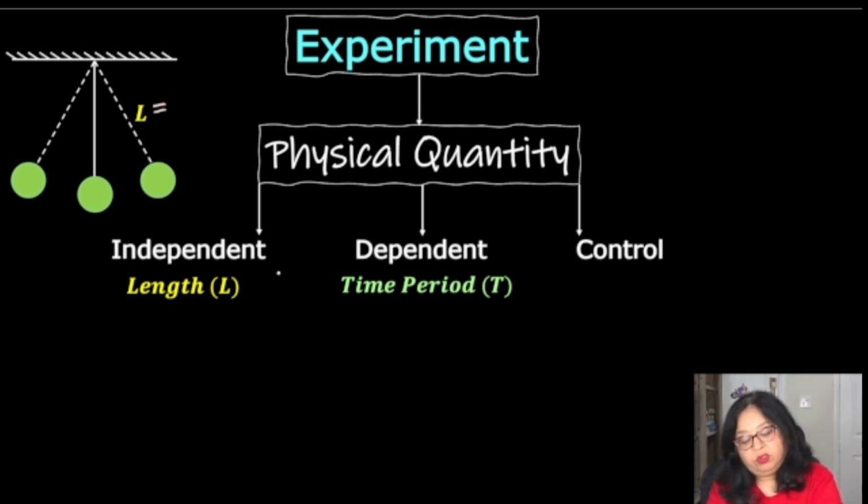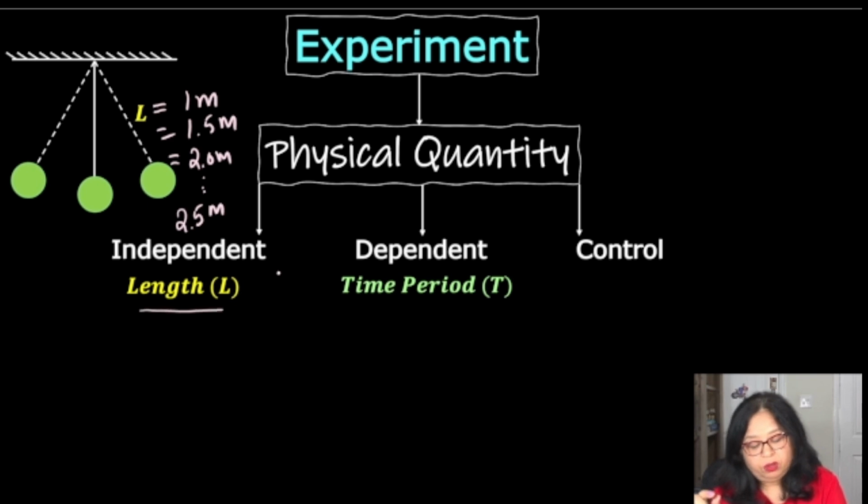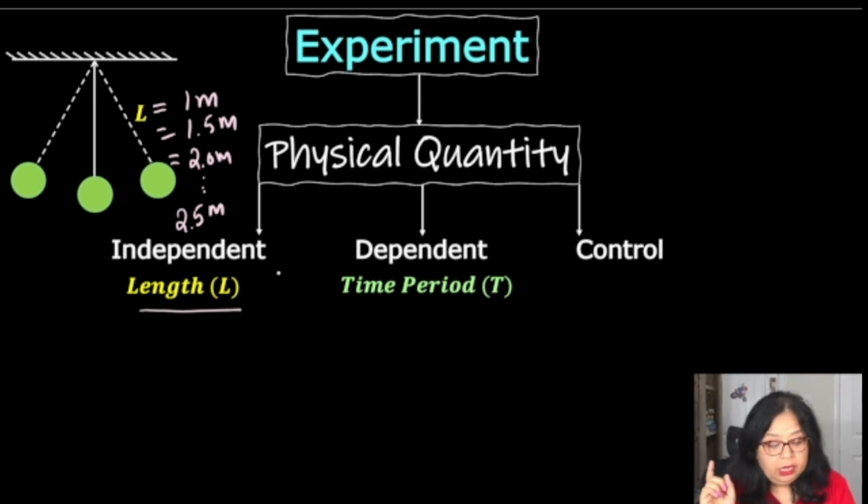Maybe we start with 1 meter and then change it to 1.5 meters, and then we change the length to 2 meters, and so on till we get to 2.5 meters. And for each of these lengths, we are going to find out what the time period of the simple pendulum is. So since we are varying the length, the length of the pendulum is the independent variable.